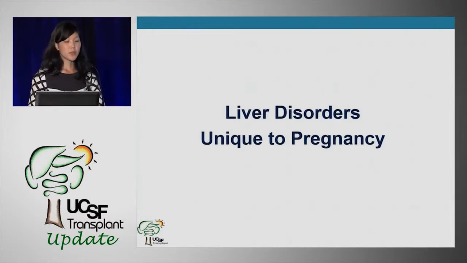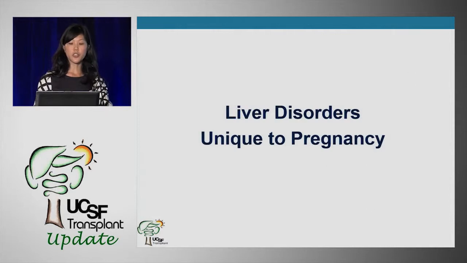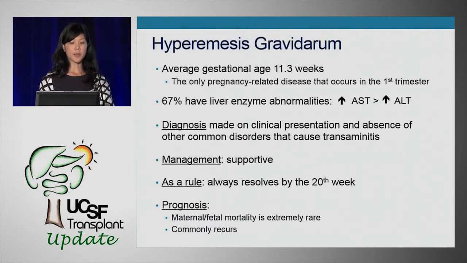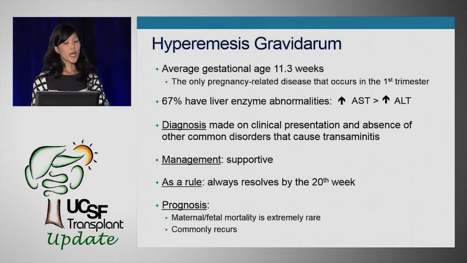First, I'm going to go through the 4 liver diseases that are unique to pregnancy. I'm going to go through these pretty quickly because typically these are diagnosed by OBs, and typically the management is immediate delivery, so we're not involved too extensively except to help make the diagnosis. Hyperemesis gravidarum is the one disease that's unique to pregnancy that really can occur during the first trimester.